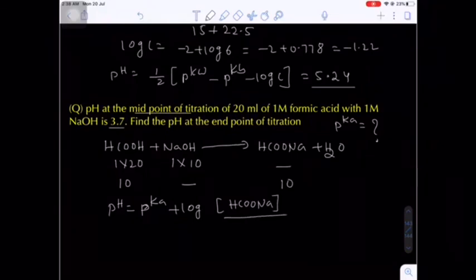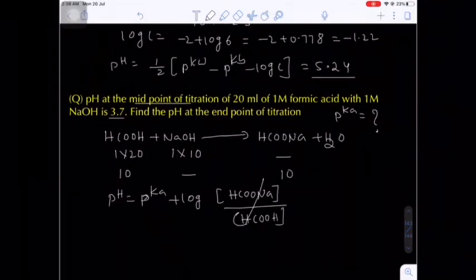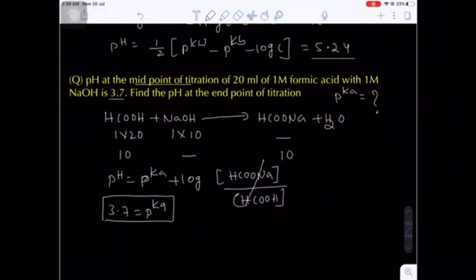So here the buffer equation, pH is equal to, for an acidic buffer, pKa plus log of salt concentration upon acid concentration. Salt concentration, acid concentration 10:10, they will be cancelled. Log 1 is 0, so pH is equal to pKa. What is the pH value given? 3.7, nothing but the pKa. So the pKa value is indirectly the pH value.